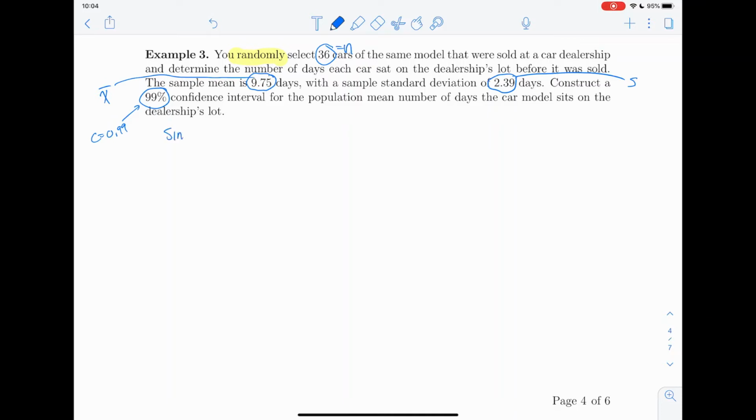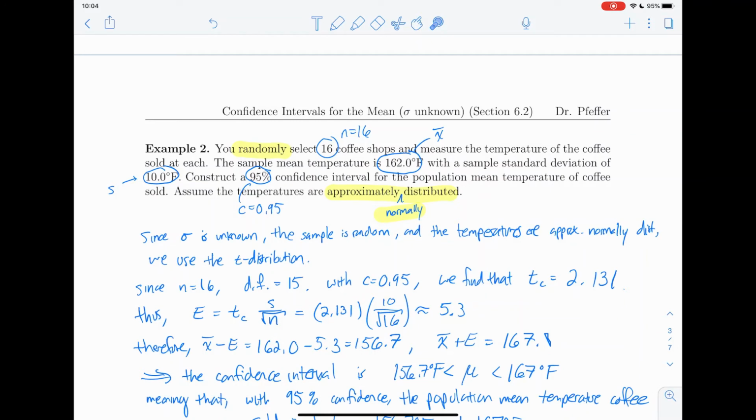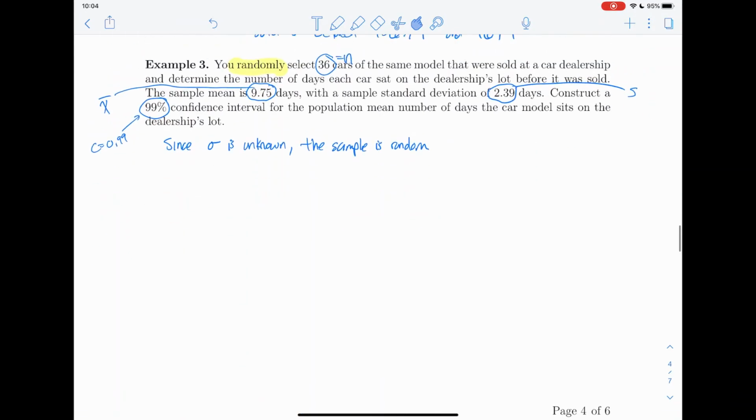So we're going to start by writing that since sigma is unknown, meaning, of course, we're again in the context of section 6.2, the sample is random. That's what we highlighted when we read the problem. And unlike the previous problem, where we noted that the data points were approximately normally distributed, that was not assumed here.